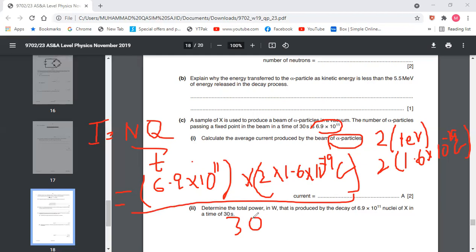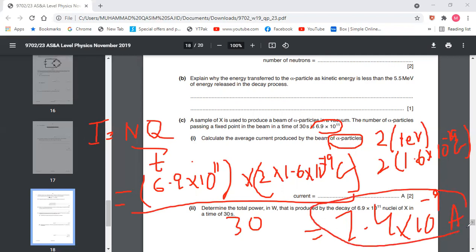So 7.4 into 10 raised to power minus 9 ampere. 7.4 into 10 raised to power minus 9 ampere. Okay, this is the value of I. So this is the answer of this question.